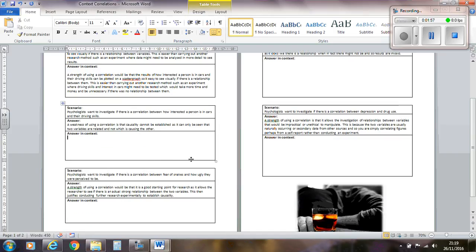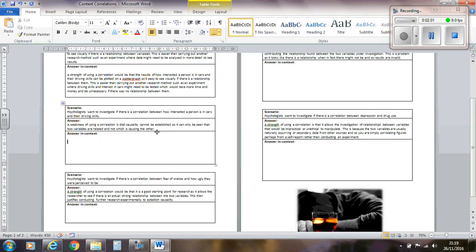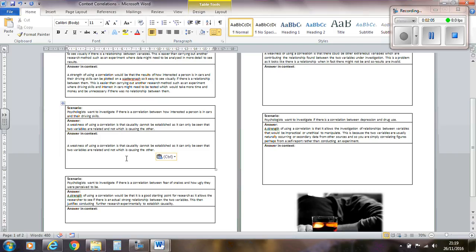Psychologists want to investigate if there's a correlation between how interested a person is in cars and their driving skills. Same one. So then we've got a weakness of using a correlation: that causality cannot be established, as it can only be seen that two variables are related and not which is causing the other. So it can only be seen that driving skills and interest in cars are related and not which is causing the other.